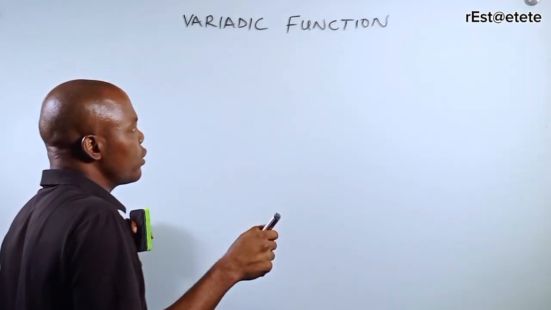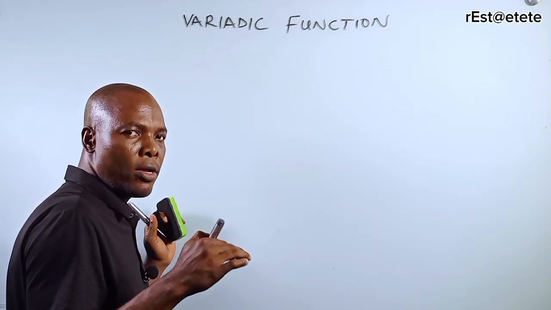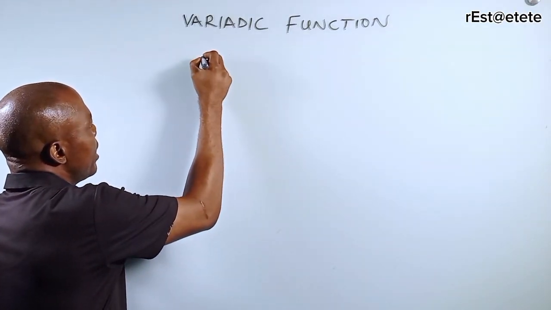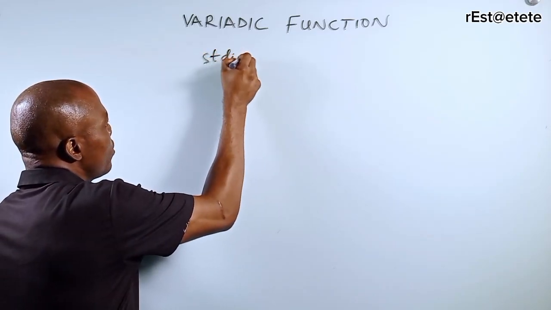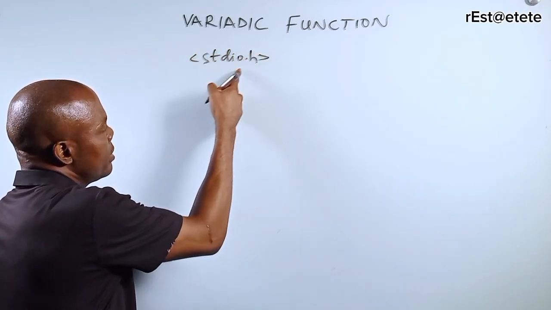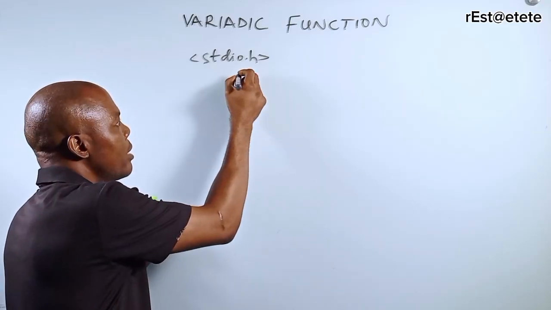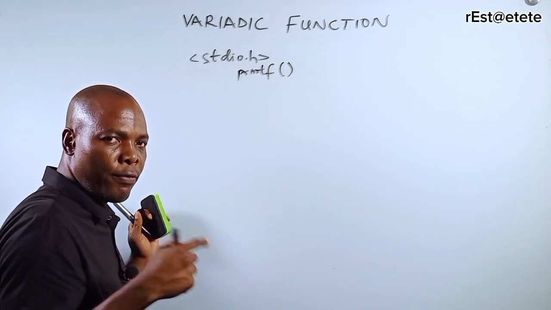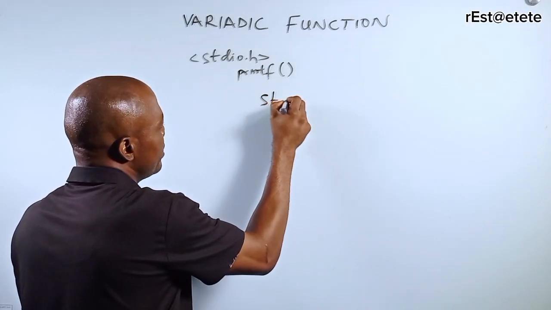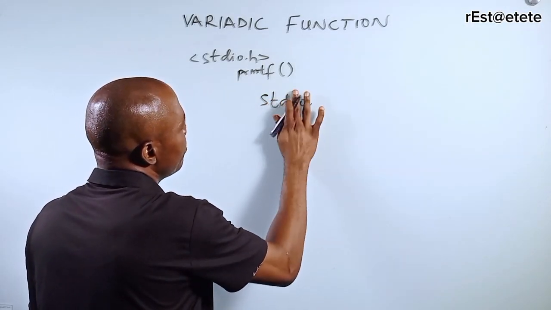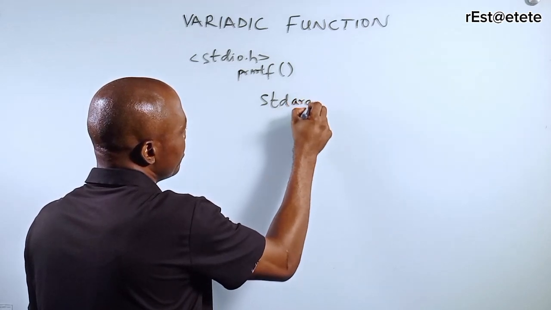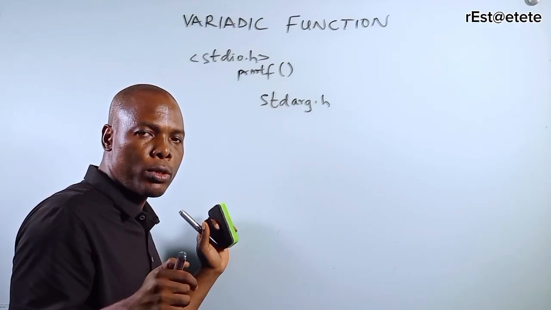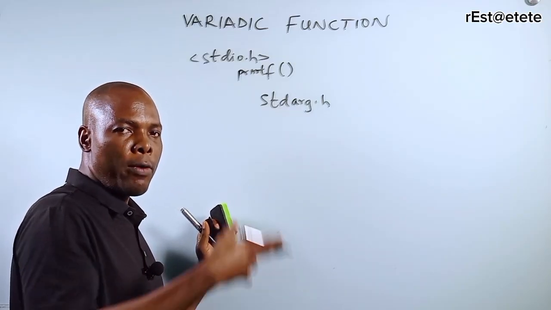Now, a variadic function will use another type of library, which is what? The other one we always say stdio.h. This is a header file that contains a printf function. But for variadic, you have stdarg.h. So this header file contains macros that we are going to use to write our variadic function.